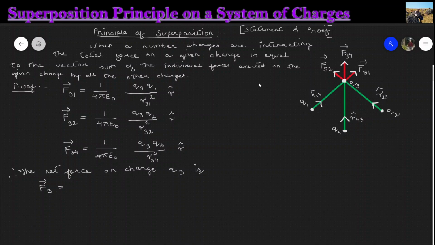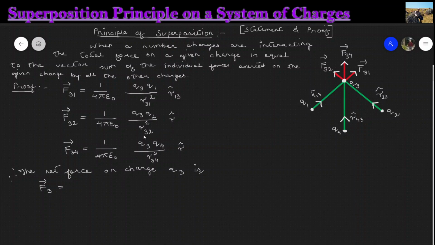So F31. Where is the force F31? This is the force F31. F31 is given by this arrow mark. That means force on 3 due to Q1. So force on 3 due to Q1, F31, is given by what? By this unit vector R13 cap. So you have to write here R13 cap.